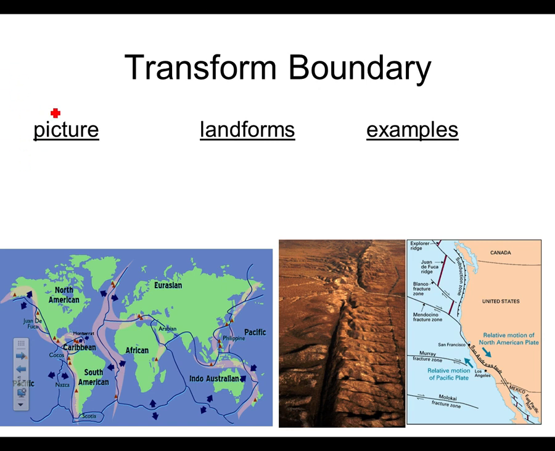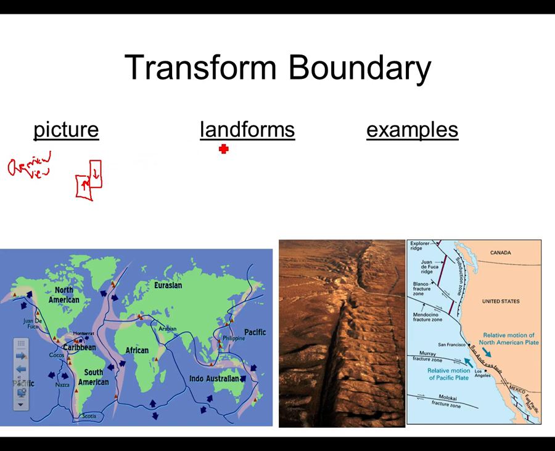The picture for transform boundary is going to be pretty simple. We're going to do an overhead view. So I'm just going to write overhead view, or you might call it a bird's eye view. Okay, overhead view. I'm just going to put the two plates sliding next to each other. Okay, the two plates sliding next to each other. Could be going opposite directions like I drew there. It could be going the same direction at different speeds. It doesn't matter as long as they're sliding next to each other. They're not separating. They're not converging. They're sliding next to each other.